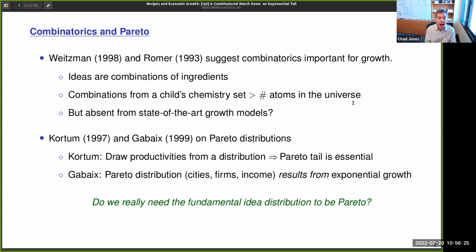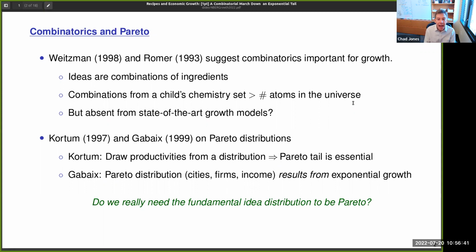He needed the rate at which you're drawing to grow exponentially. So think about population growth and the number of researchers. That's how Kortum in 97 thought about it. But importantly, you also need to be drawing from a Pareto distribution, or at least a distribution that's Pareto in the upper tail.